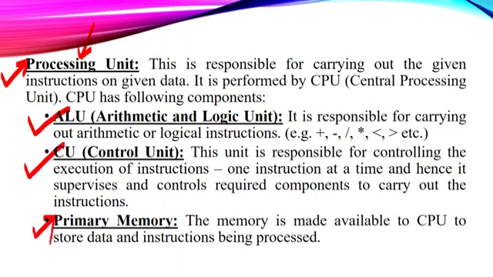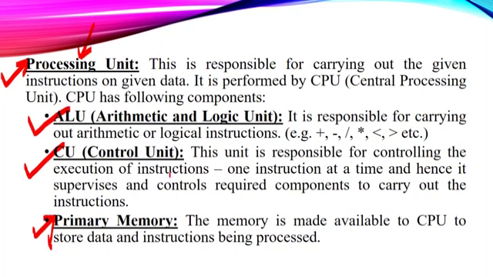This primary memory is available in the computer's motherboard, whereas the storage that we have discussed earlier is a secondary memory. Now this ALU stands for Arithmetic and Logical Unit, or Arithmetic and Logic Unit. This ALU is responsible for carrying out all types of arithmetical or logical operations. Then next we have CU, that is Control Unit.